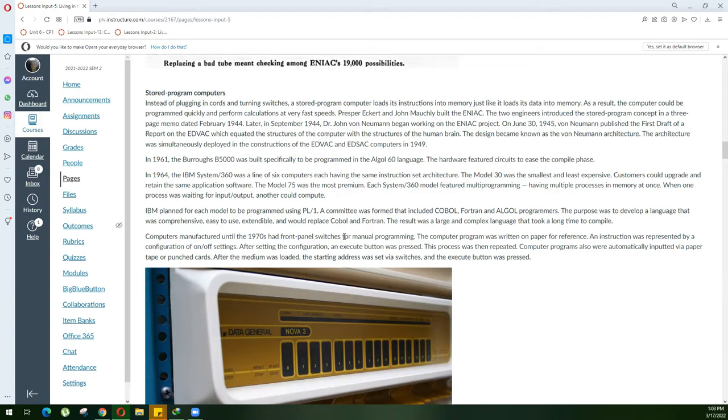Each System 360 model featured multi-programming, having multiple processes in memory at once. When one process was waiting for input or output, another could compute.